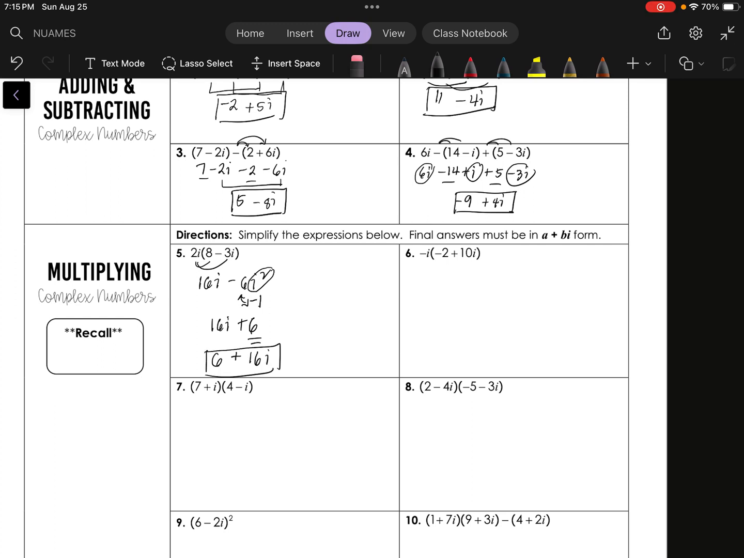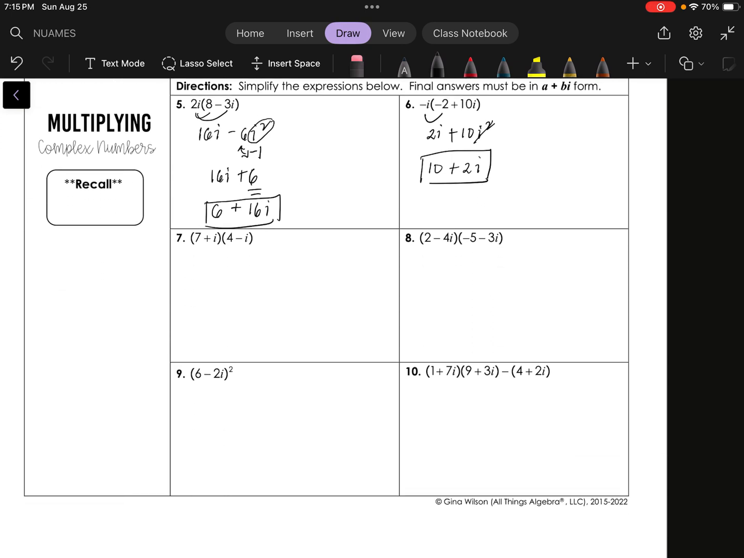Okay, that's it. Number 6, we have negative i times negative 2, you got positive 2i. Negative i times 10i, you got negative 10i squared. Again, i squared is just a negative 1, so if you combine these two, this becomes a plus 10, right? And then you have to rewrite it in the correct form. You end up having 10 plus 2i.